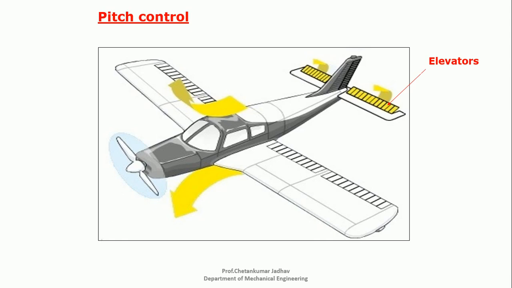As the flaps move up, the front or the nose of an aircraft also moves up. As the flaps move down, the nose of an aircraft also moves down. Hence, by varying the direction of these flaps, we can vary the lift of an aircraft. Hence, we can control pitching action of an aircraft.